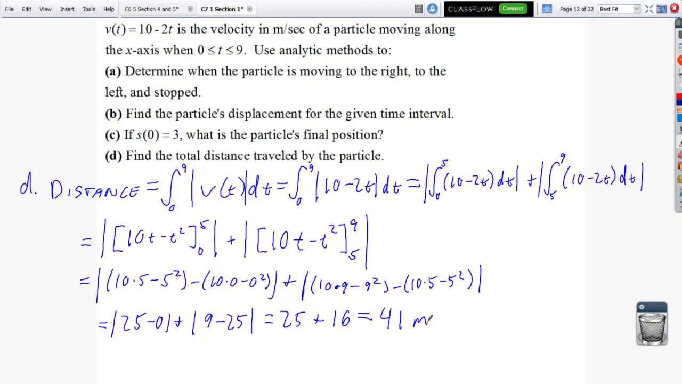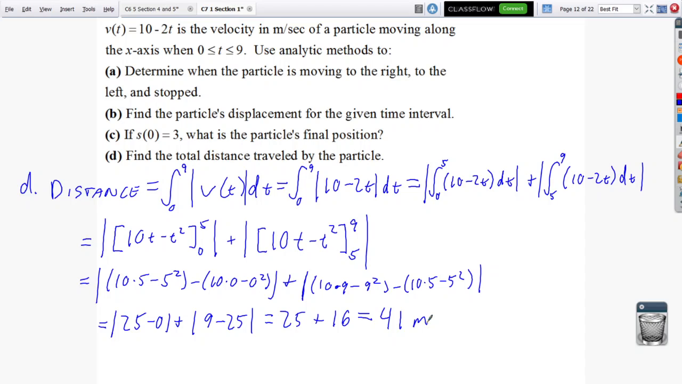So although the particle has traveled 41 meters, it has only moved 9 meters from its initial position, just going back to part B there. Again, really trying to drive home the difference between distance and displacement.